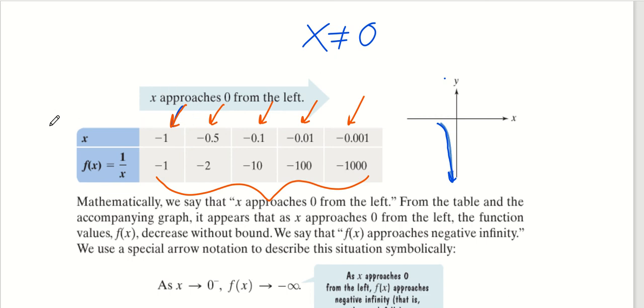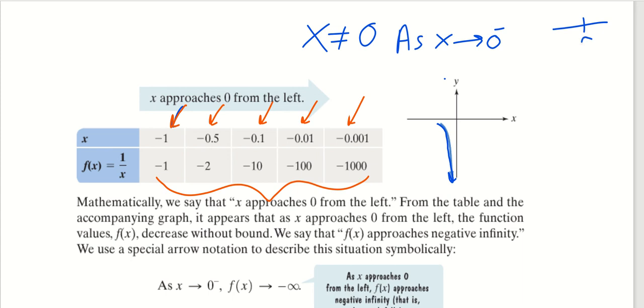We can represent this fact using a limit type notation. We would say that as x approaches 0, and now we use a subscript here. This subscript, this little negative sign, does not mean a negative number. It means the left-hand approach. So if you think of a number line, if we had the number 0, we know that the negative numbers would lie to the left of 0, and the positive numbers would lie to the right. Or you can think of it as decreasing or increasing.